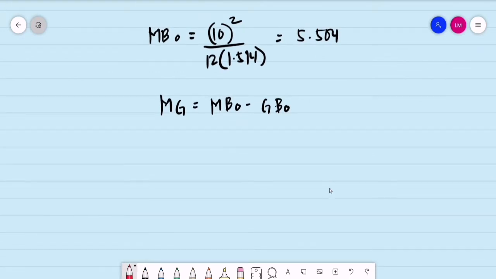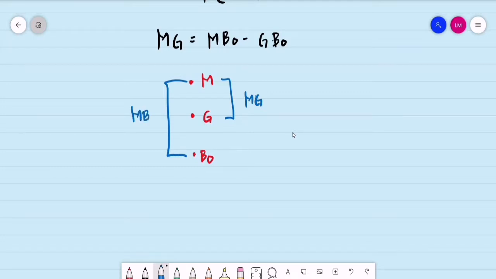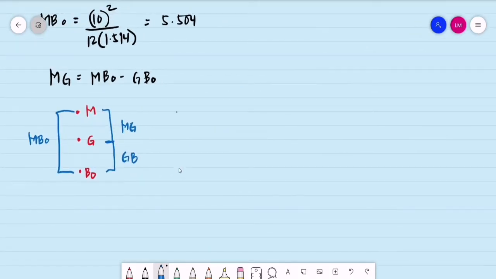Okay, ito lang yung mga points na i-consider natin. Di ba, we have the metacenter M, the center of gravity G, the center of buoyancy. Kung gusto nating i-compute yung MG at meron ka ng value ng MB sub O, kailangan mo lang ibawas yung distance na GB sub O. So, we have now the MG.